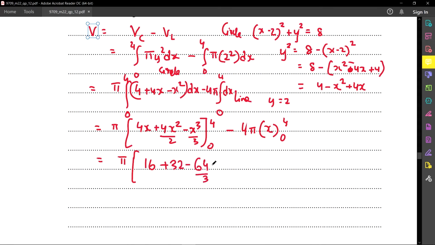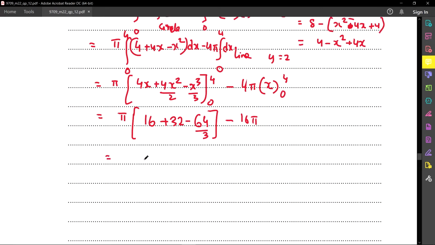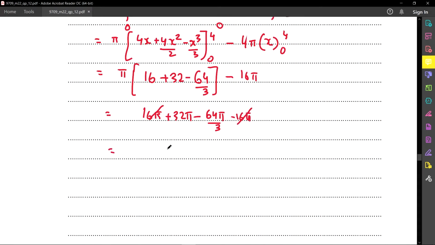64 by 3. When you plug in 0, you get 0. Minus here you get 16 pi. So this will give you 16 pi plus 32 pi minus 64 pi by 3 minus 16 pi. You can cross out these. So 32 pi minus 64 pi by 3, the LCM will be, 3 into 32 is 96 pi minus 64 pi by 3. So finally you get 32 pi by 3.